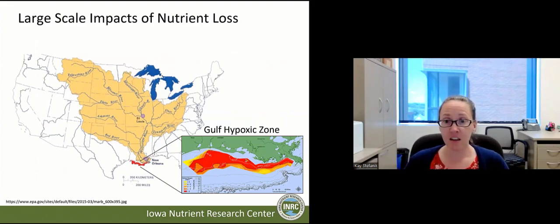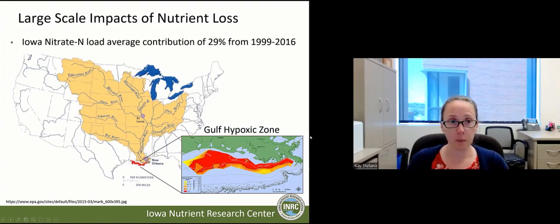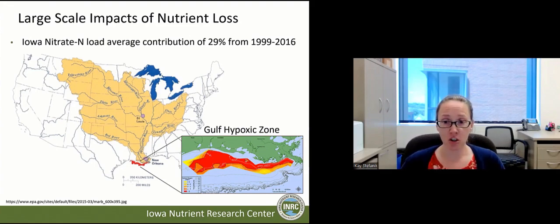The biggest is the hypoxic zone in the Gulf of Mexico, which is shown here in red. And this hypoxic zone is just an area of low oxygen in the Gulf that persists for usually a couple months over the course of the summer. And Iowa specifically, between 1999 and 2016, has contributed about 29% on average to that nitrogen load to the Gulf of Mexico.